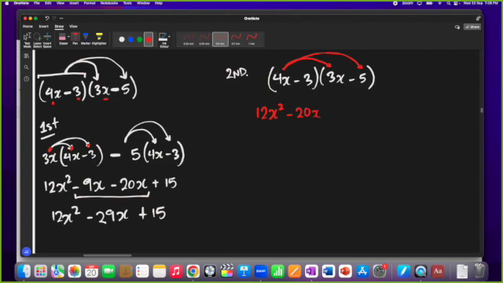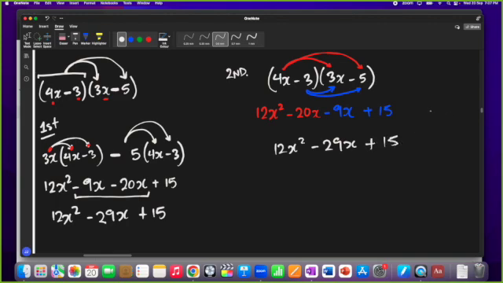So I finished with the 4x. The 4x was successfully multiplied by everything inside the other brackets. So now you take this minus 3. Minus 3 times 3x will give me minus 9x. You're taking the minus 3 and multiplying by everything in the other bracket. So minus 3 times minus 5 will give you a plus 15. And look, you have one step less: 12x squared minus 29x plus 15.